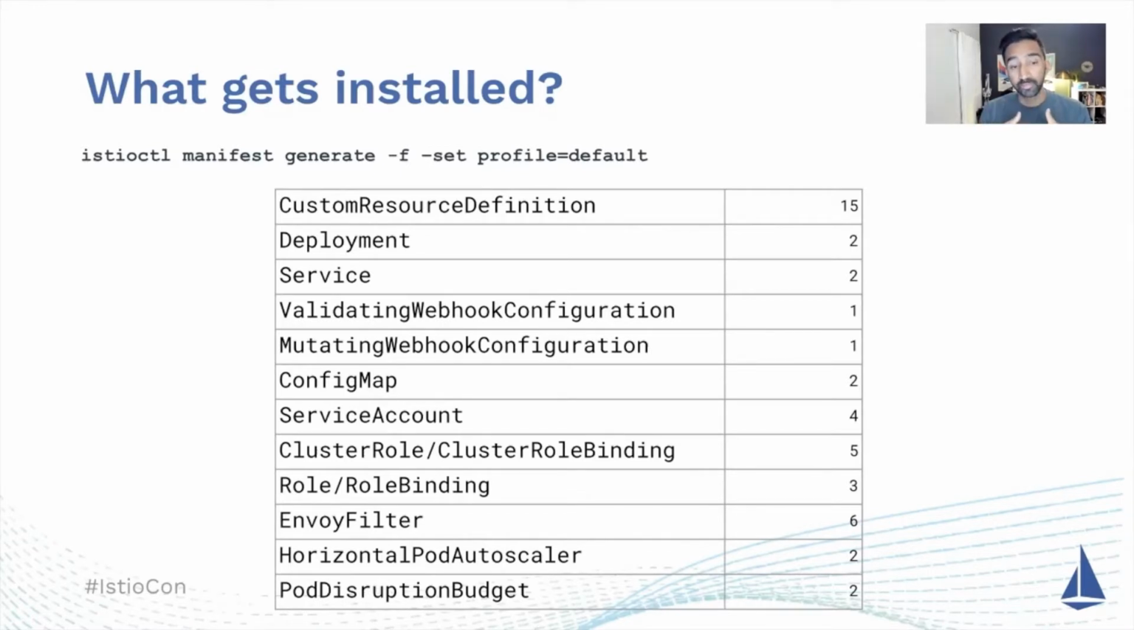There's a couple of config maps. One for the Istio control plane configuration, and the second config map defines what your sidecar should look like. You'll see a few Envoy filters, mostly related to stats. And then the horizontal pod autoscaler and pod disruption budget to make sure that your Istiod and your gateway services are always running the way you want them to, in an HA fashion.